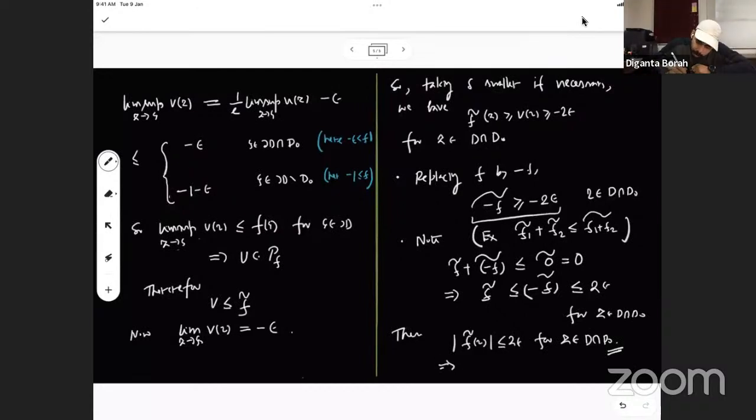This immediately tells you that the limit as Z goes to theta naught of F tilde of Z is equal to F at theta. So this completes the proof of the theorem. So whenever you have a regular boundary point, the Perron solution always converges.